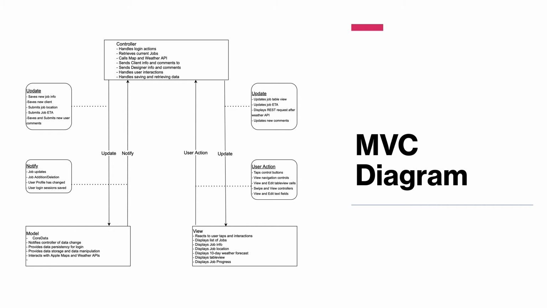It only reacts to interactions, and it will display the list of jobs, job information, location, weather forecast, and so forth. Whenever a user interacts with the app, this is what notifies the controller. Depending on what is being done, what button is tapped, or whether the user wants to delete or retrieve information, the controller will then update the view. It'll update the table view or the detail view depending on where the user is.